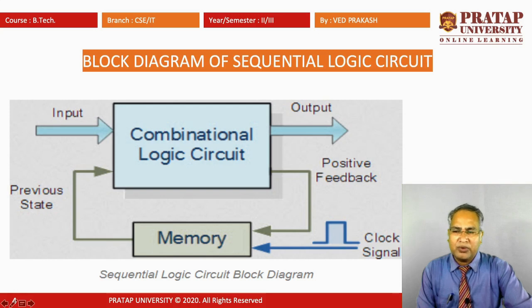Here we give two inputs. The first is the current input and the second is the previous state input, so our output basically depends on these two inputs, the current input and the previous input. So this block diagram basically introduces the sequential circuit mechanism.